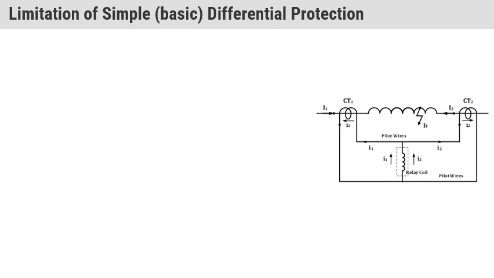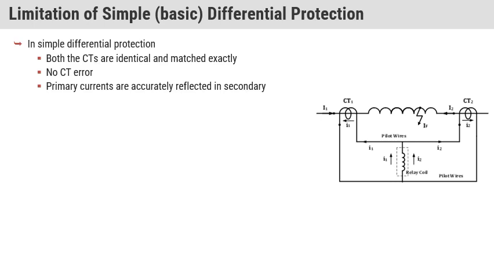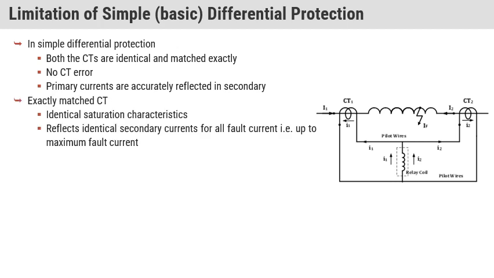Okay, so what is the limitation of simple or basic differential protection? In a simple differential protection, both the CTs need to be identical and match perfectly. We should not have a CT error, and primary currents must be accurately reflected in the secondary. Exactly matched CTs are required. Identical saturation characteristics reflect the identical secondary current for all fault currents up to the maximum fault current.